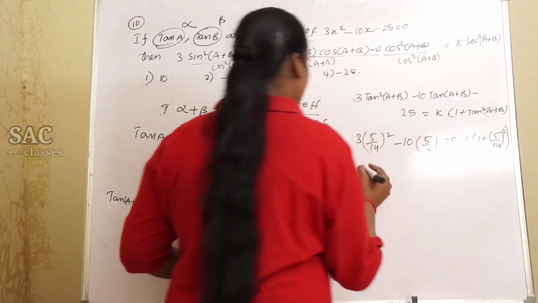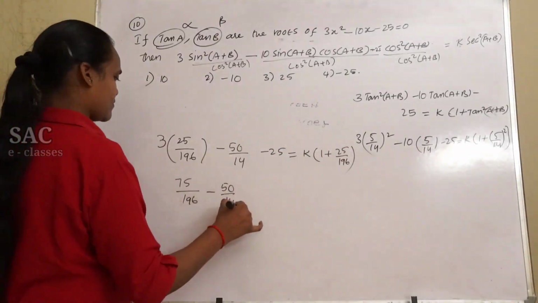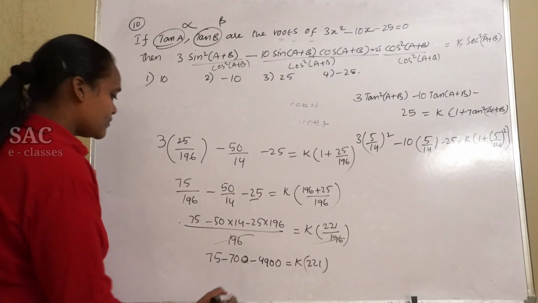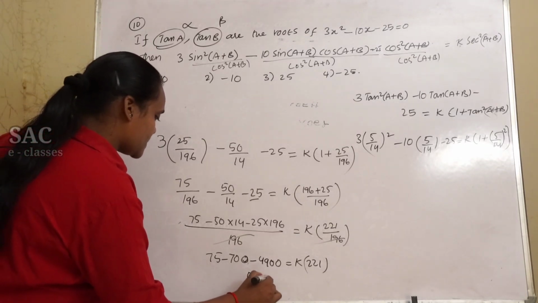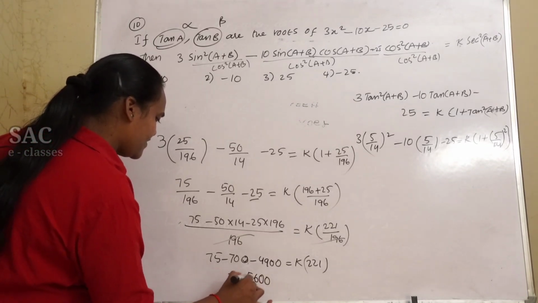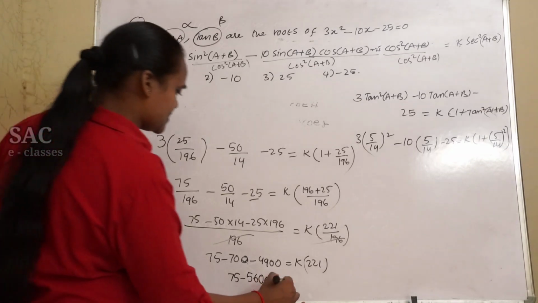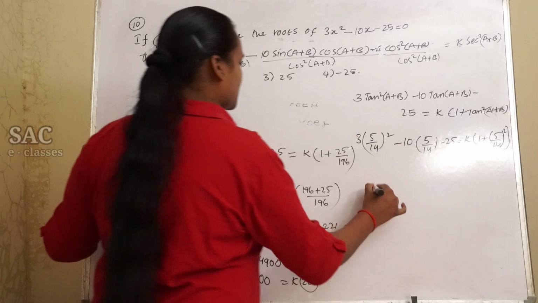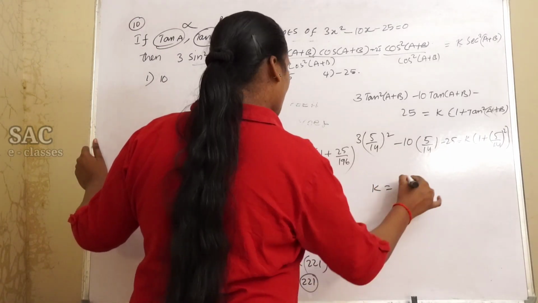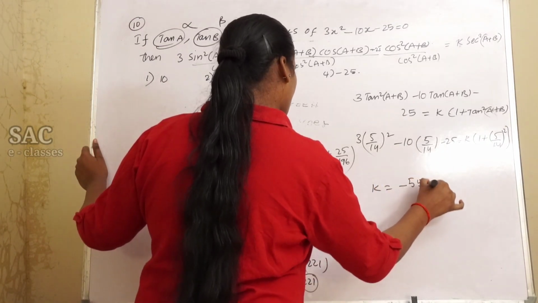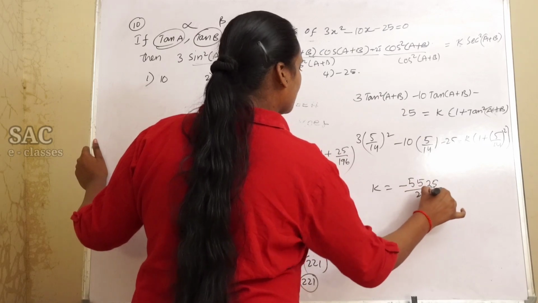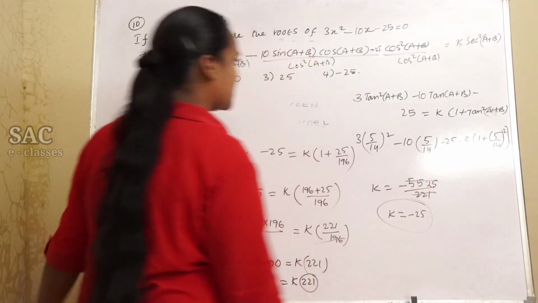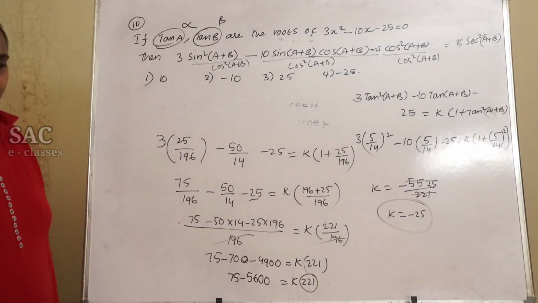Let's simplify. Now 5675 minus 5600 is equal to k into 220. Then k is equal to minus 5525 by 221, which is simply minus 25. Then k is minus 25.